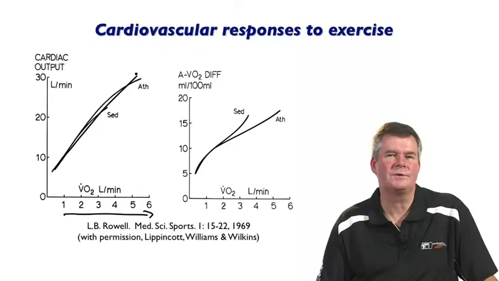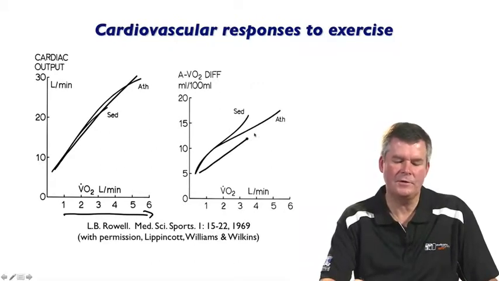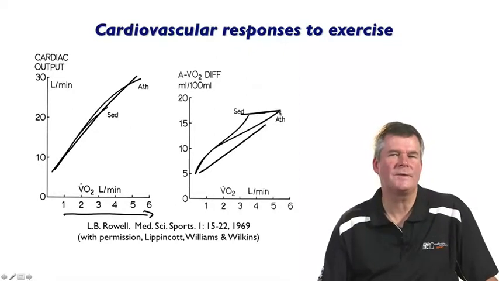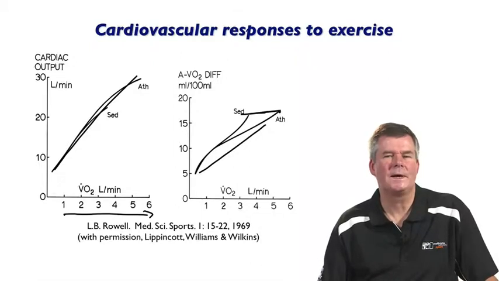a much higher VO2, and as we'll see, that's largely due to their ability to achieve a higher maximal cardiac output. The AVO2 difference increases, and the maximal AVO2 difference is really not that different. There's a slight increase in the athletic group, but most of the increase in VO2, maximal VO2, appears to be due to the increase in maximal cardiac output.